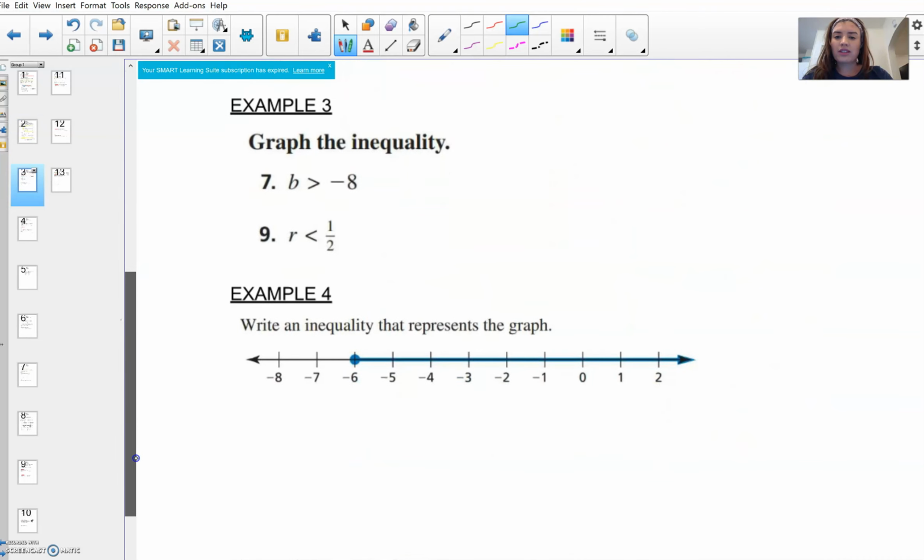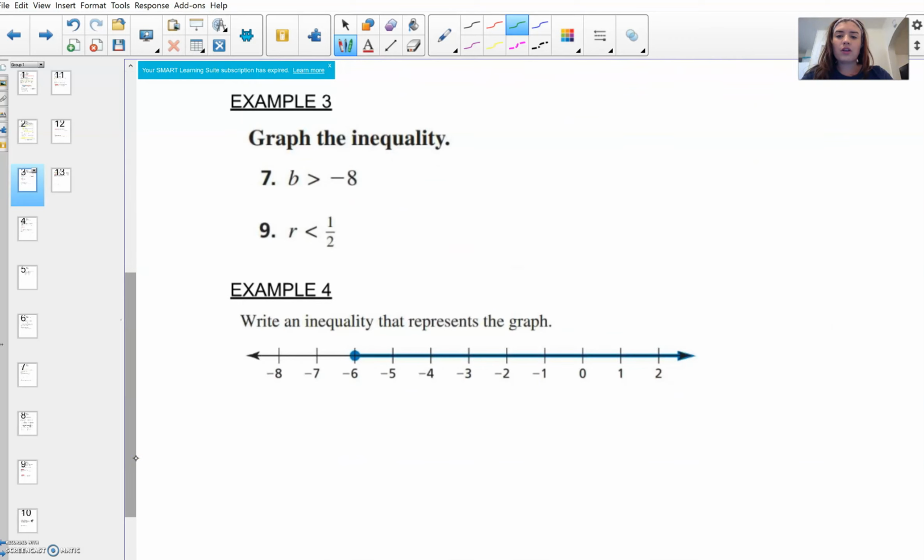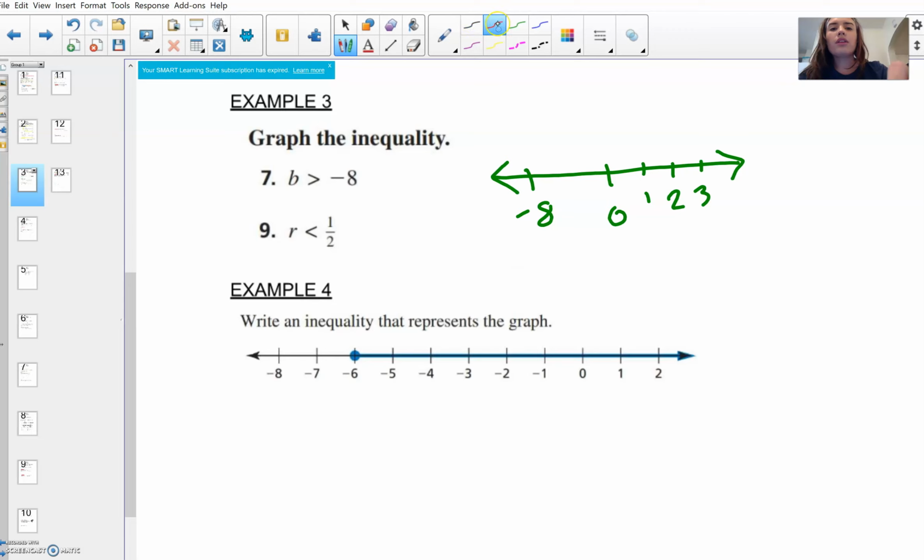So we're going to try example 3. We're going to graph the inequality b is greater than -8. So you have to make your number line. Okay, and I'm going to put 0 on here, and down here I'm going to put -8. If b is greater than -8, we have to recognize that the right side of -8 is where all the greater numbers are. So this is the side that we're going to fill in with our color.